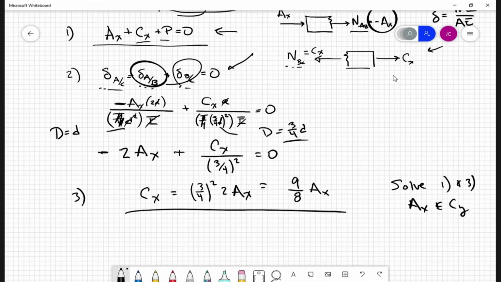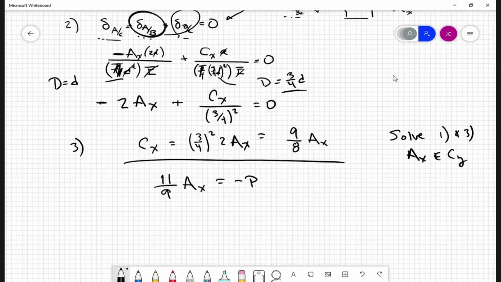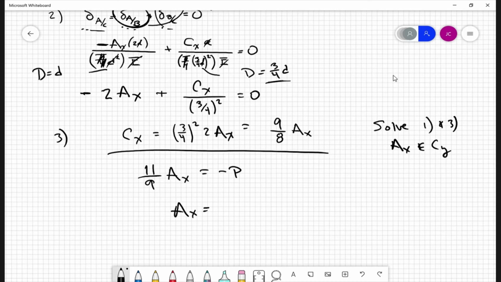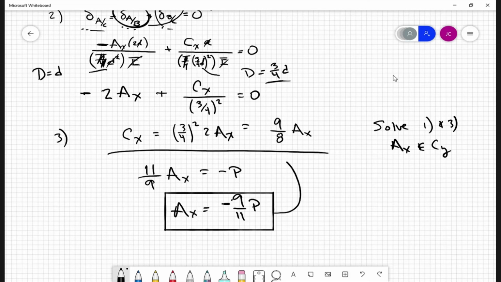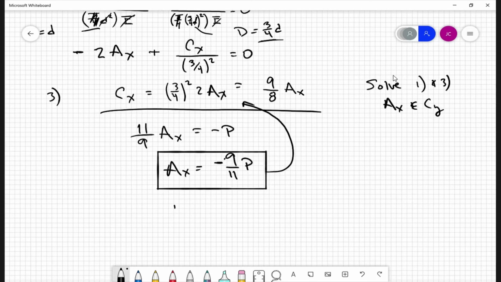So knowing this, I can take that and put it right into equation 1. So I get 11/8 AX equals negative P, right? Or in other words, AX equals negative 9 over 11 times P. All right, so it's going the other direction. I can take that and put it into here and get CX, and that's going to give me CX equals 9/8 AX.